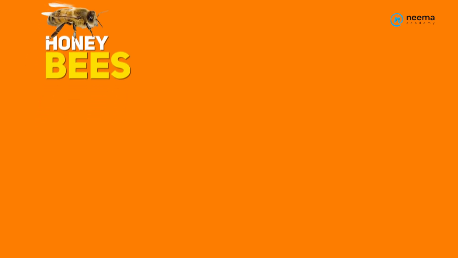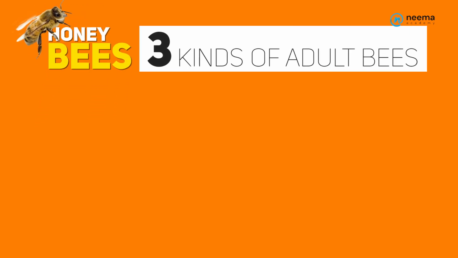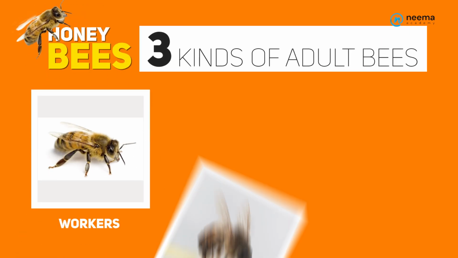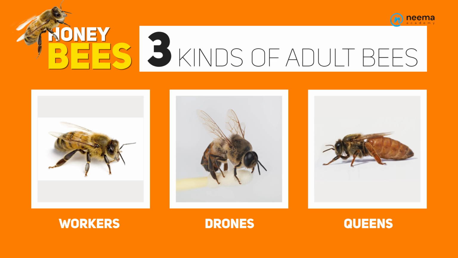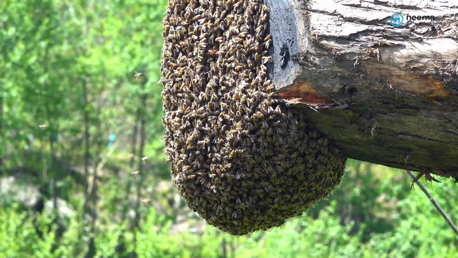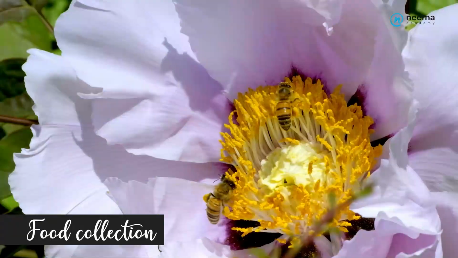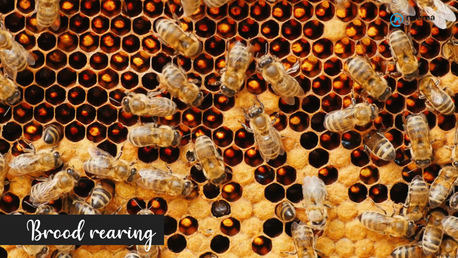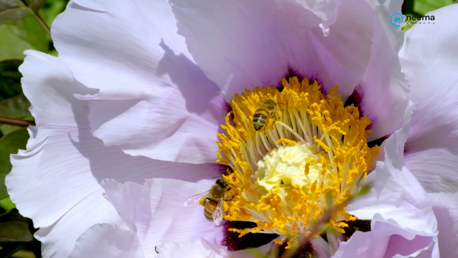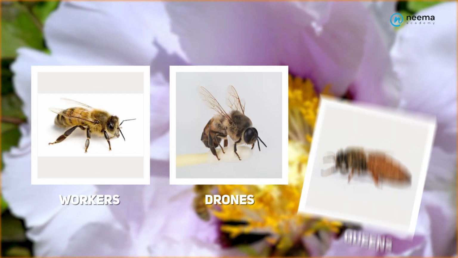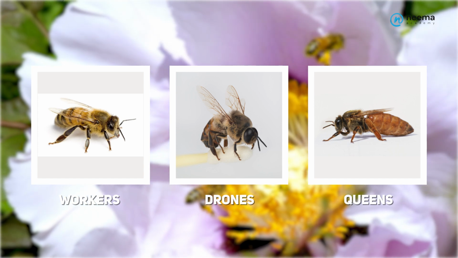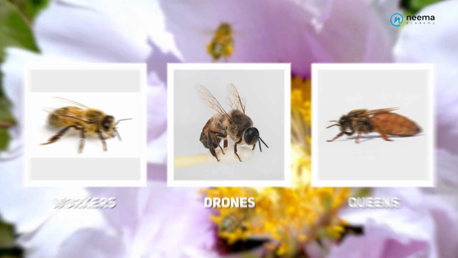A honeybee colony typically consists of 3 kinds of adult bees: workers, drones, and a queen. Several thousand worker bees cooperate in nest building, food collection, and brood rearing. Individual bees, workers, drones, and queens cannot survive without the support of the colony.